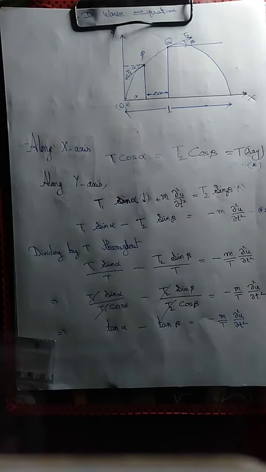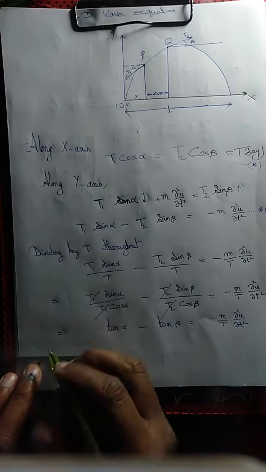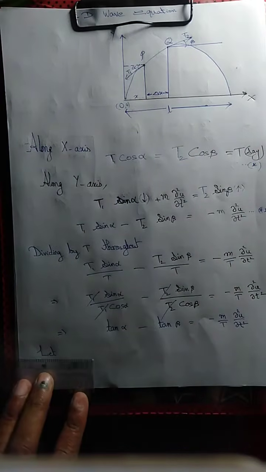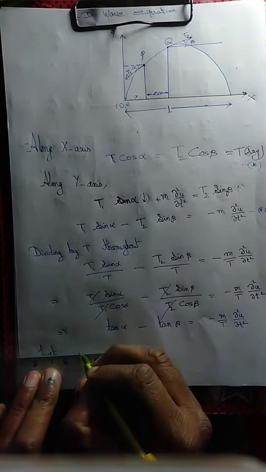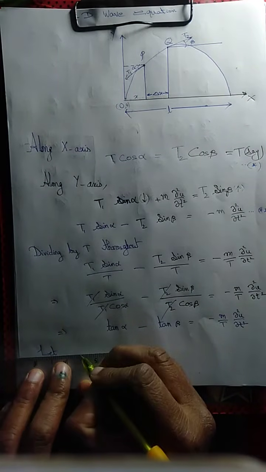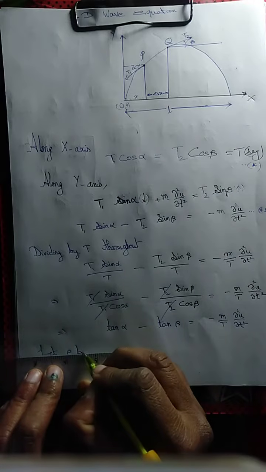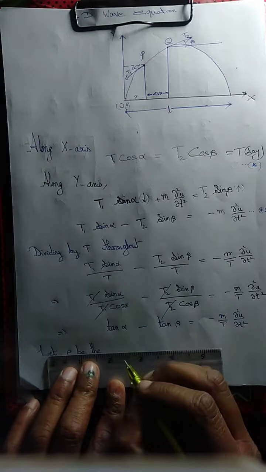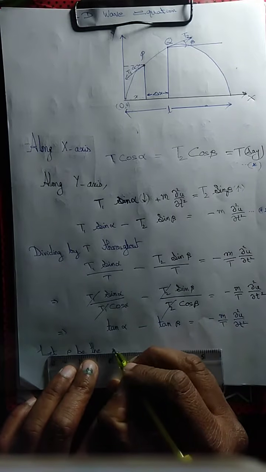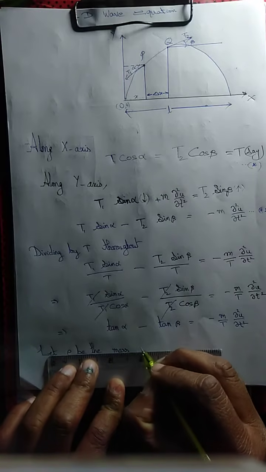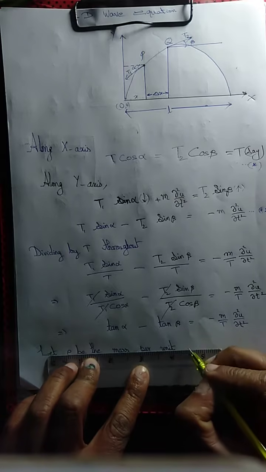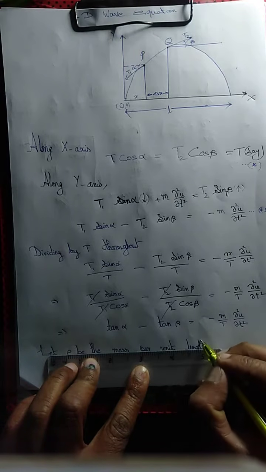Also, what about mass, m? Let's assume the string to be of uniform density. Let's assume it to be unit density. Let rho be the mass per unit length of string.